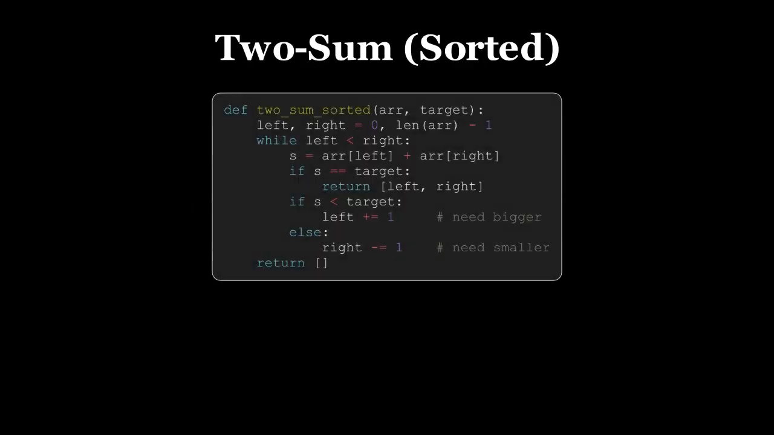Here's the classic problem. Two sum on a sorted array. Given a sorted list and a target, find two numbers that add to the target. Left starts at index 0, right at the end. If the sum is too small, we need a bigger number, move left forward. If it's too big, move right backward. If we hit the target, done. The sortedness is what makes the decision unambiguous.